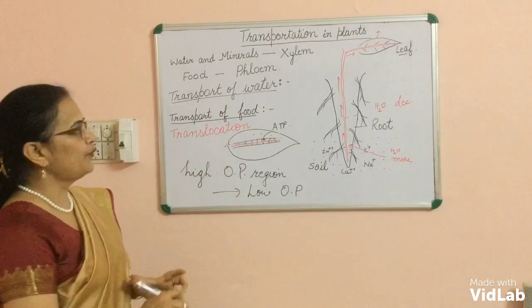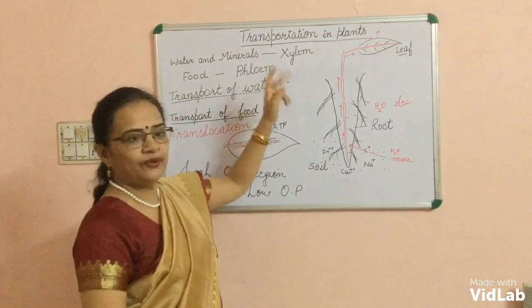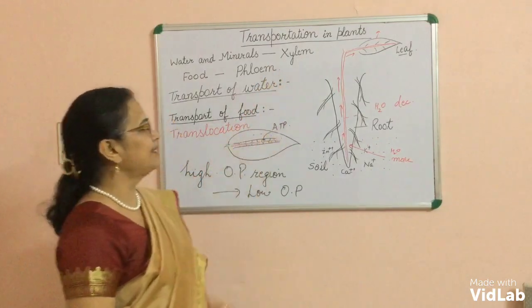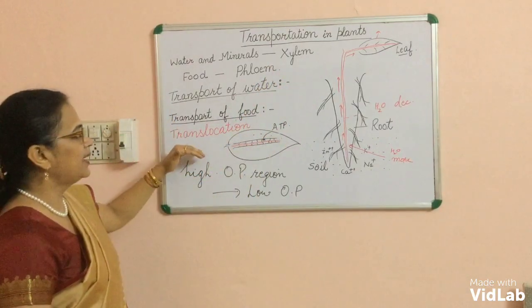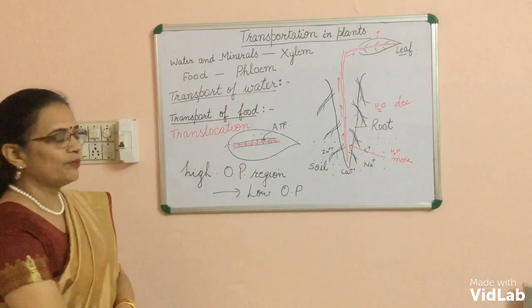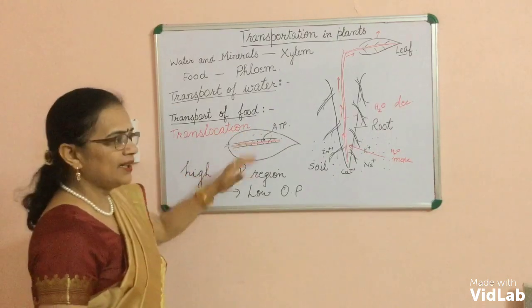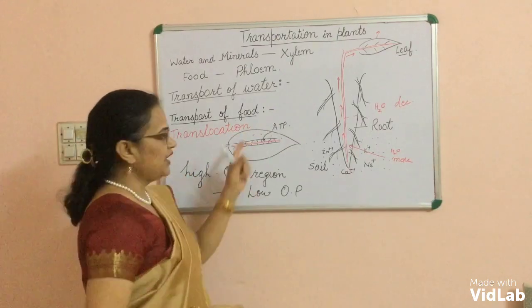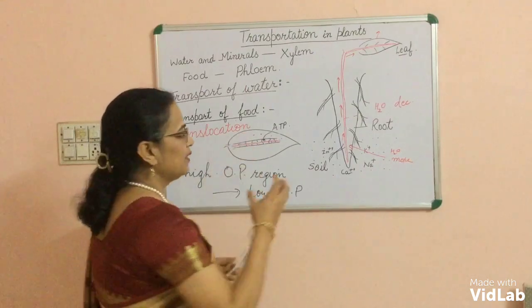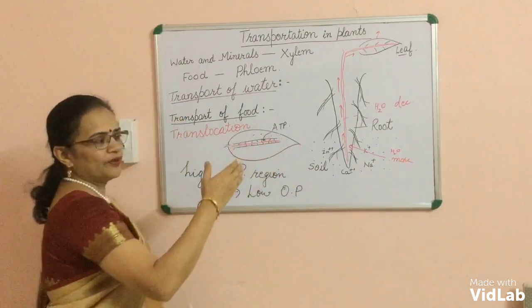So transport of food occurs through phloem. In the phloem, sieve tubes and companion cells are present which help in the translocation of food. Sucrose is a material to be transferred. The leaf cells prepare the food. The food is present in the form of sugars.